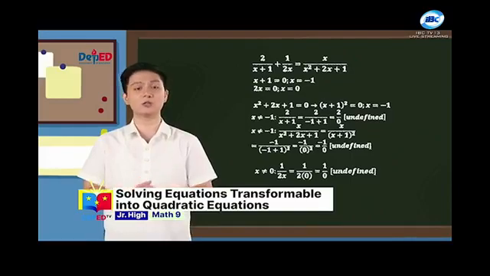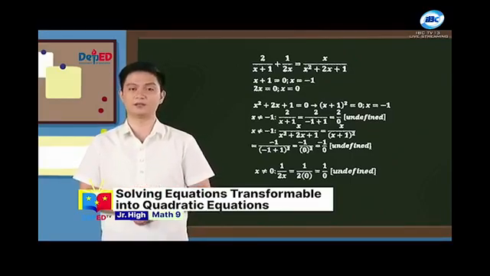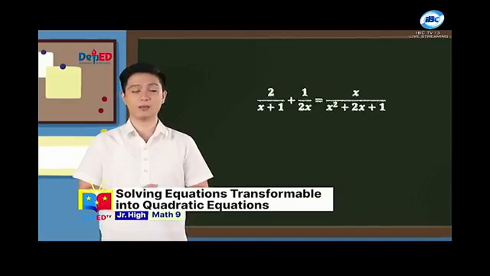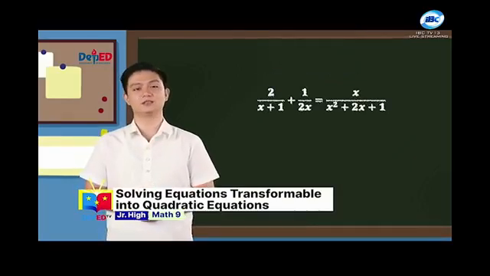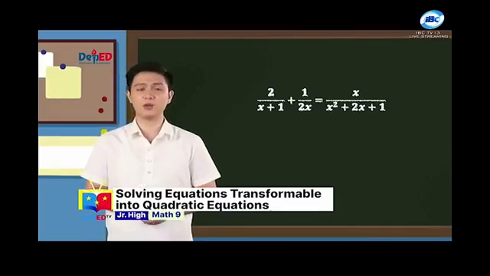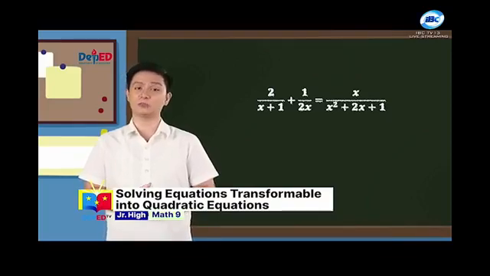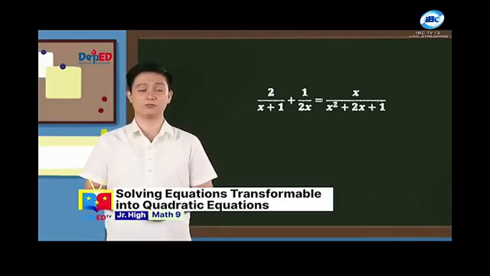X can't be 0 either because 1 over 2x will also be undefined. So our step 1 is to determine the LCD. X plus 1 is a prime polynomial. 2x is the product of constant 2, which is already prime, and the variable x, while x squared plus 2x plus 1 is the square of the binomial x plus 1 in factored form.